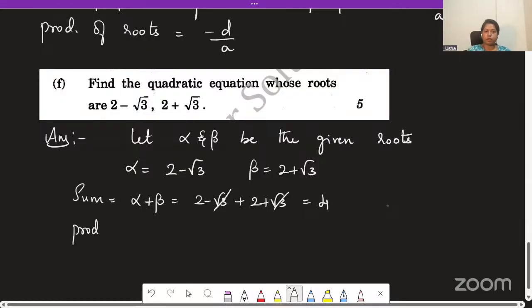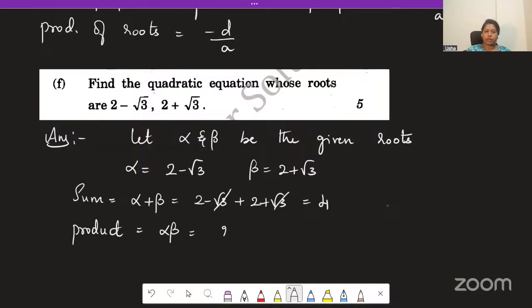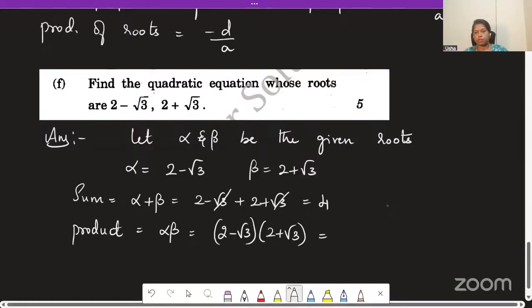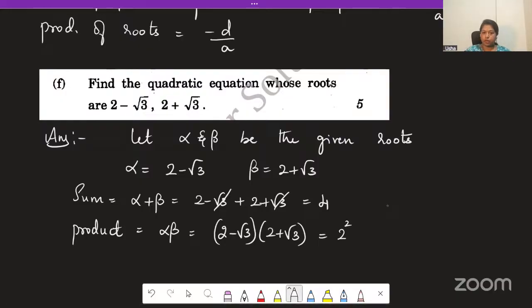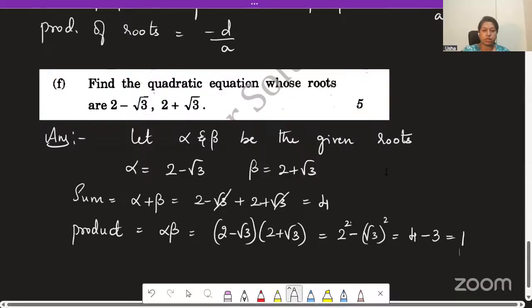Next, we write product of the roots is equal to alpha into beta. It is 2 minus root 3 into 2 plus root 3. Use a minus b into a plus b formula, which is a square minus b square. A is 2, b is root 3 also. So this is 4 minus root 3 square. Root and square gets cancelled. You get 3, which is 1. So product is 1. Is this clear, everybody?